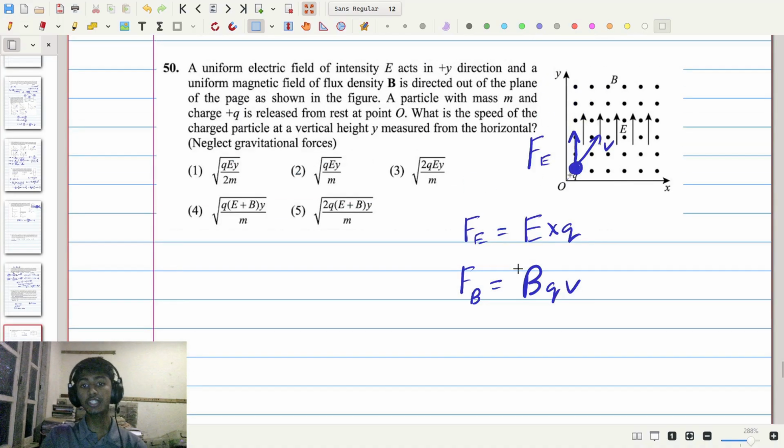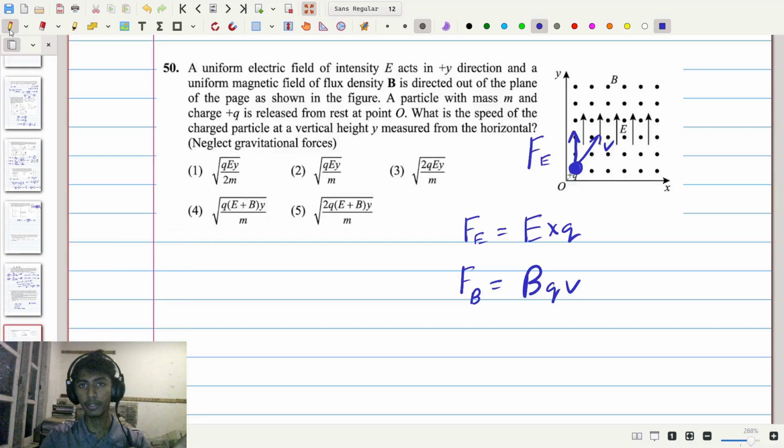Now, as for the direction of FB, we have to find that based on Fleming's left-hand rule. It says if you take your left hand and make your fingers perpendicular to each other, then your index finger points in the direction of the magnetic field, your middle finger points in the direction of the current, and your thumb will point in the direction of the force that's created by that magnetic field.